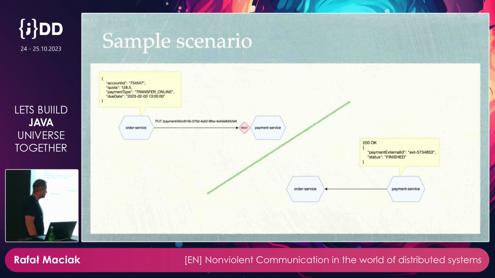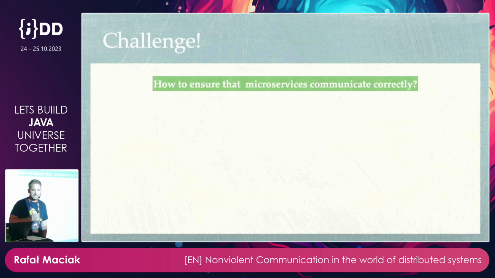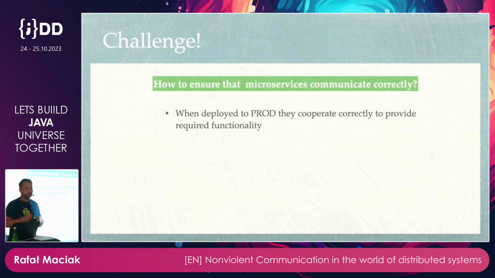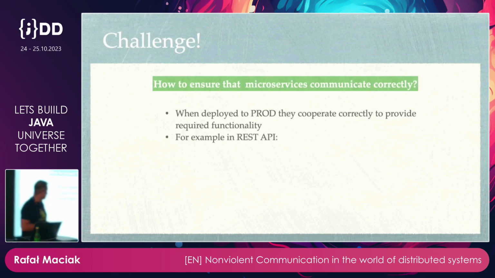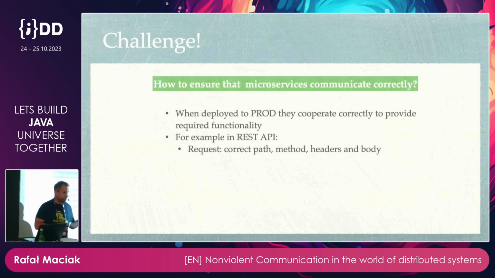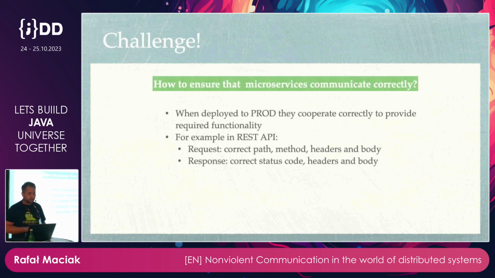So, returning back to our challenge, how to ensure that microservices communicate correctly. Let's delve into some technical aspects of this. What it really means technically. So, it means for me that if we take these microservices and we deploy them to production, they should cooperate correctly, and as a result of this cooperation, there should be some business functionality provided. Speaking more technically, in the case of the REST API, it means that this is a correct request. So the request should contain the correct method, correct path. There should be expected headers and fields in the body. On the other side, the response should be generated, and this response should contain the correct status code, also headers and fields in the body.